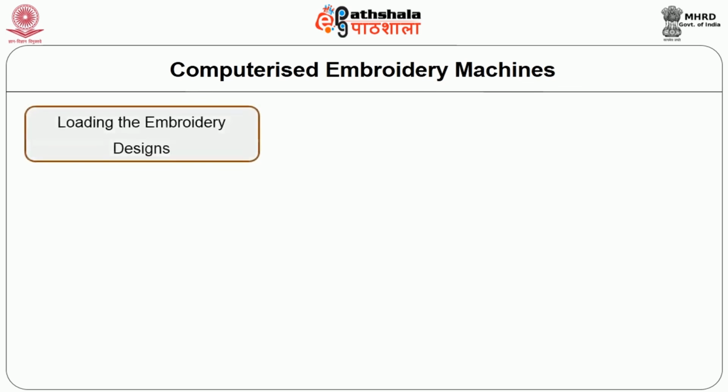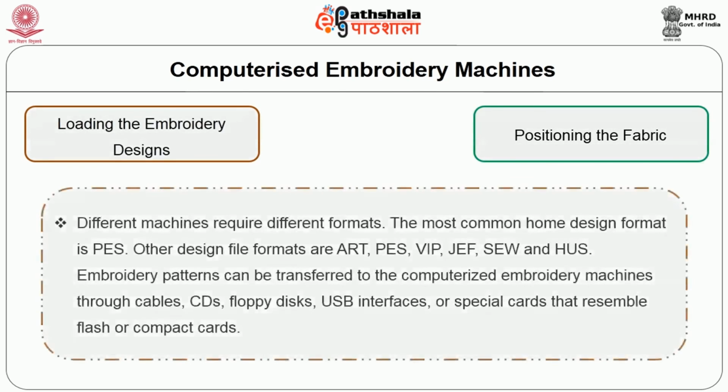Different machines require different formats, and the most common formats are PES, and there are also other design formats like VIP, JEF, HUS, and so on. The embroidery patterns are thus loaded into the embroidery machines through the floppy disk or CDs or pen drives.